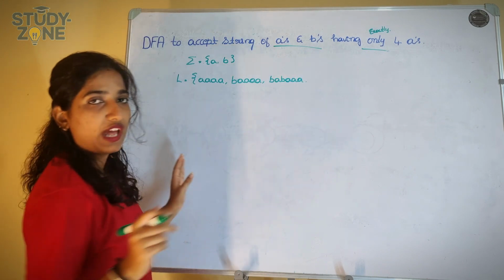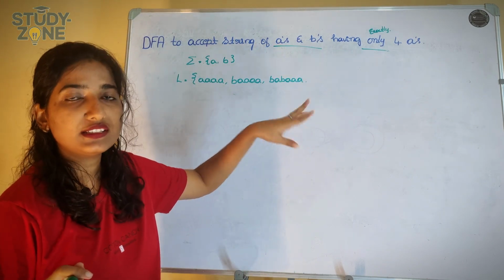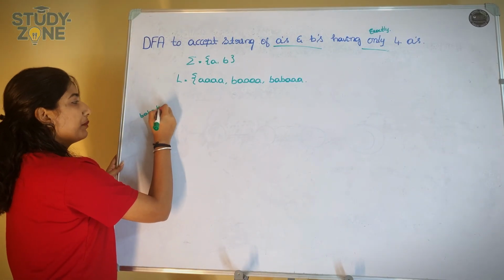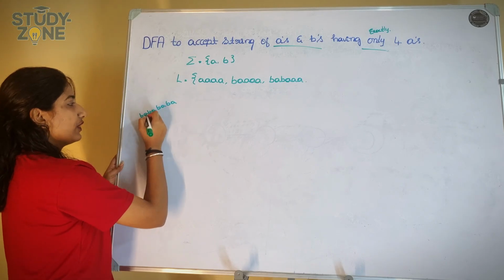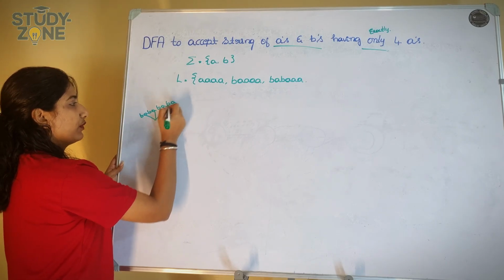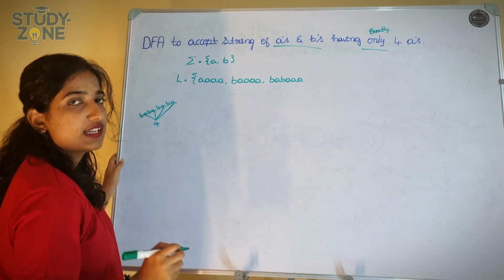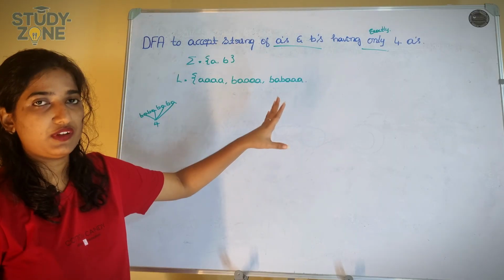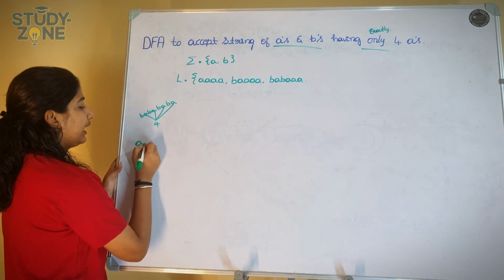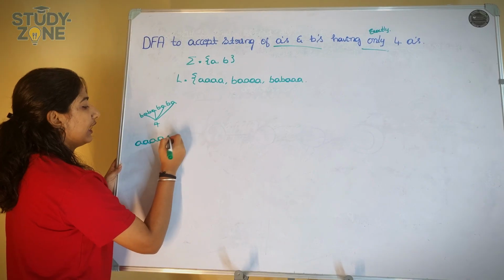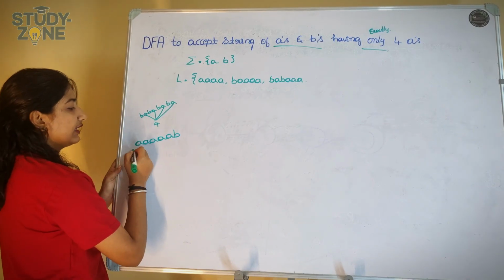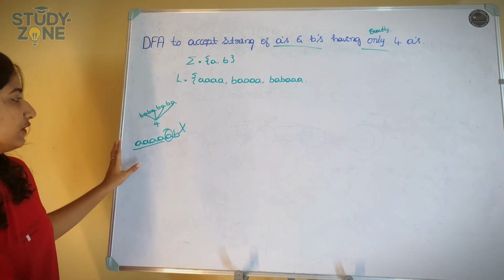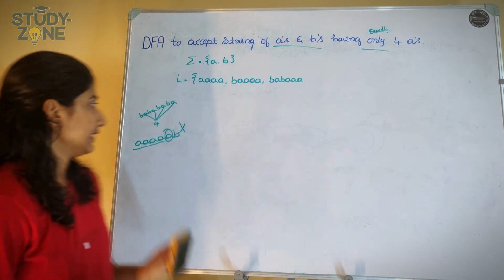Why? Because we should have 4 A's, but their pattern can be anything. Like we can have B A, and this one will get accepted. Why? Because we have 4 A's. So the thing is, we need 4 A's. Any number of B's can be there, B can be anywhere. So here if we have A, B, then there are 4 A's but there is 1 extra A, so this one will get rejected. We should have only 4 A's. That's it.